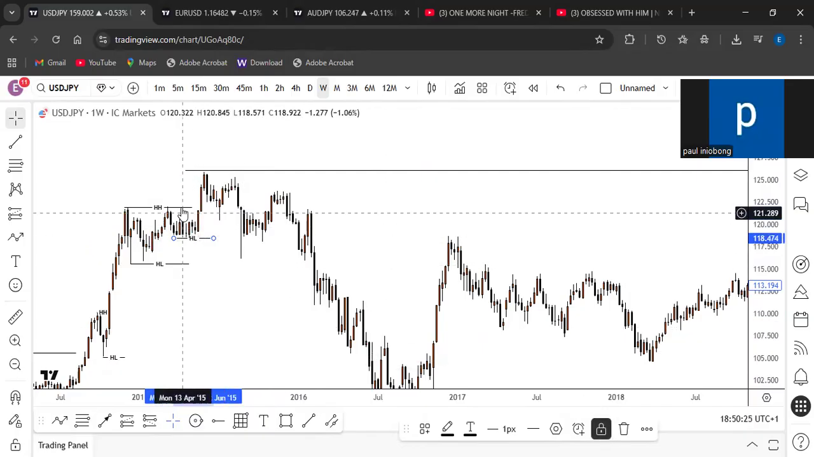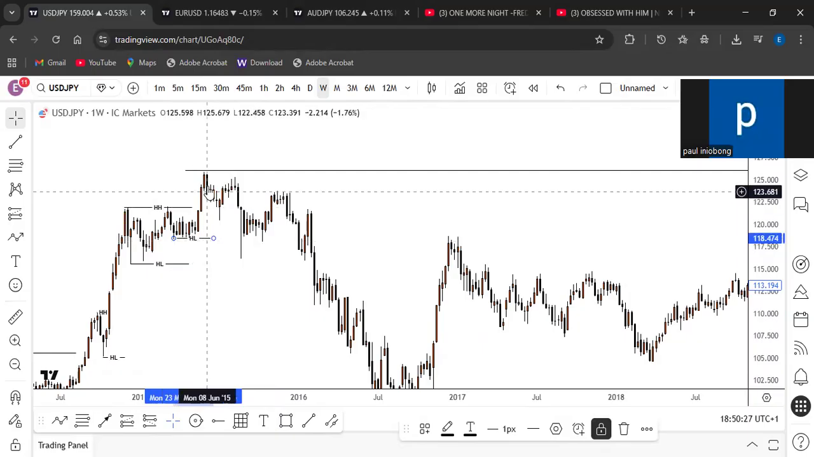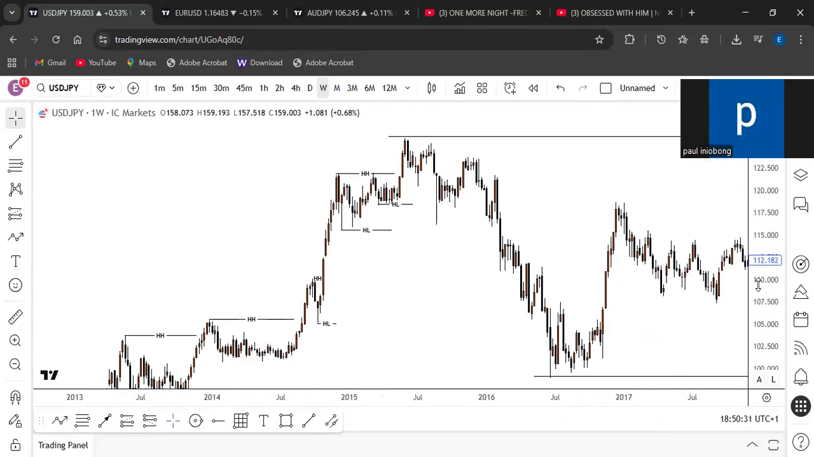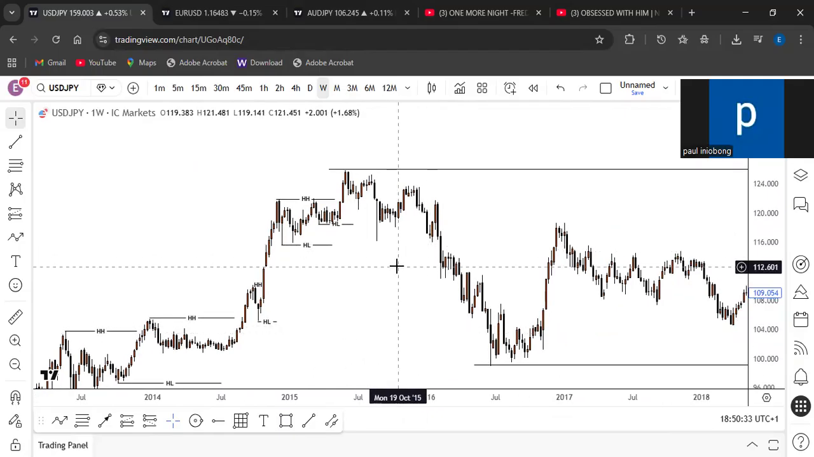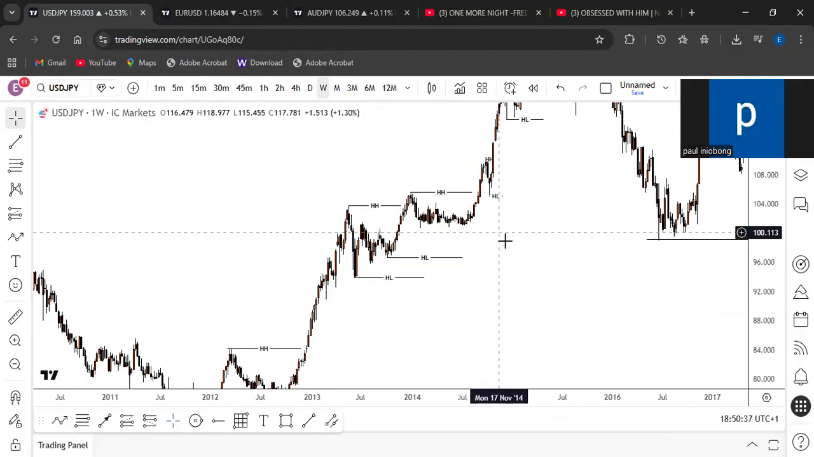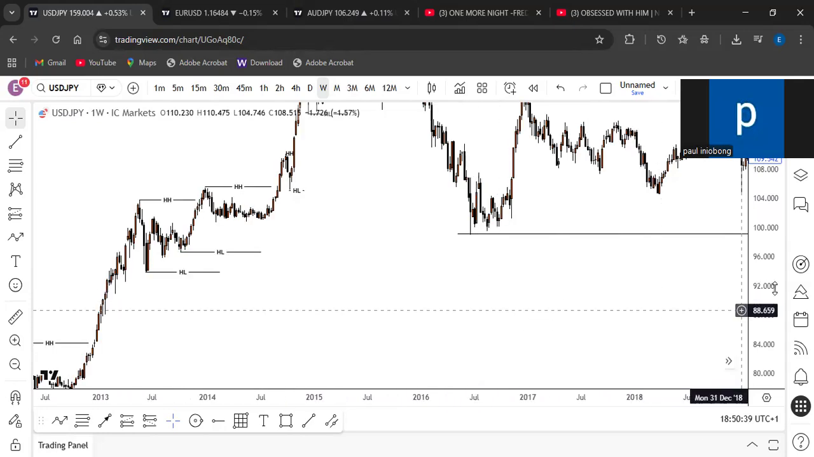This low here was one that took out this high. So that's why I'm putting the higher low here. All right. So if you look at it again, now, this is how you label an uptrend. Now, this is a weekly time frame labeling.